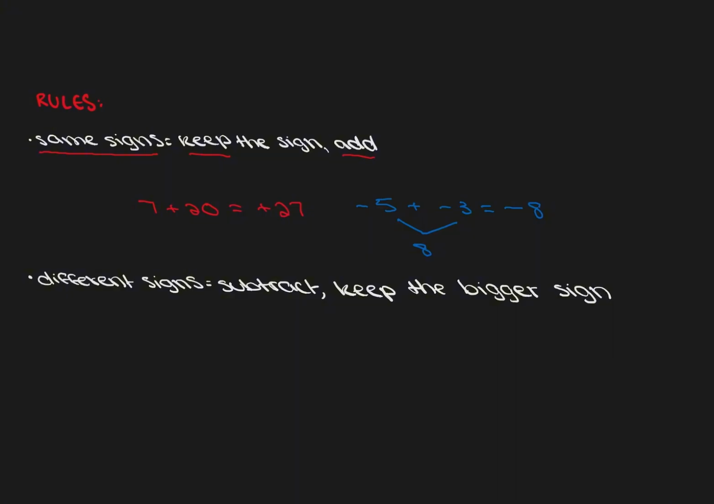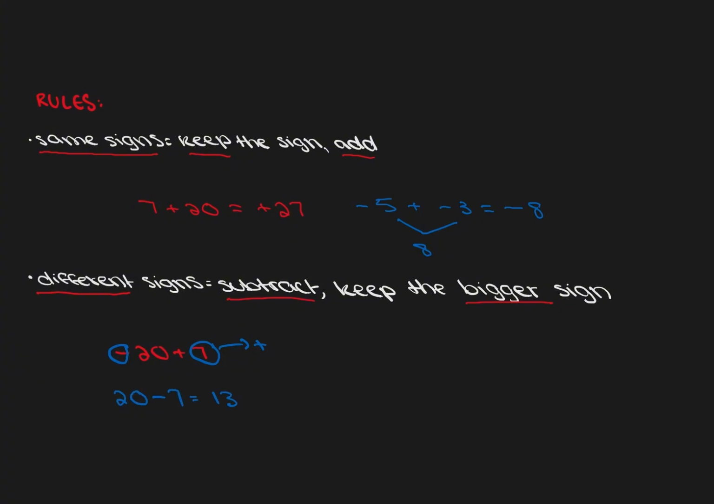Now, if you have different signs, you're going to subtract both numbers and you're going to keep the bigger sign. What this means is, let's say we had -20 plus 7. This time we have both different signs since 7 is positive and 20 is negative. This means that we need to subtract the two numbers. So 20 minus 7, which is going to be 13.